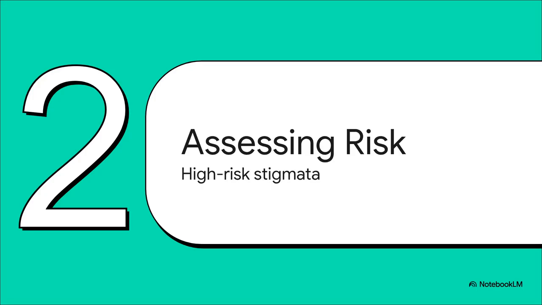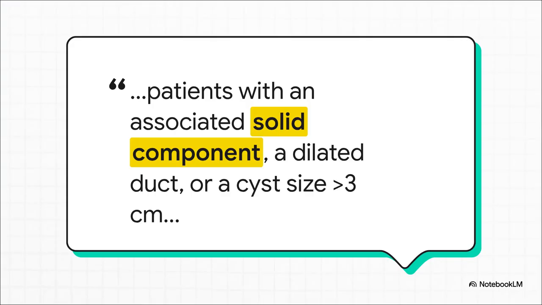So, let's get to that first major decision point. A cyst has been found. How do you, right then and there, figure out your patient's risk based on that first scan? Well, the guideline actually makes this pretty simple. It gives us 3 specific high-risk stigmata to hunt for on that radiology report. If you see any one of these, that's your signal to escalate the workup.